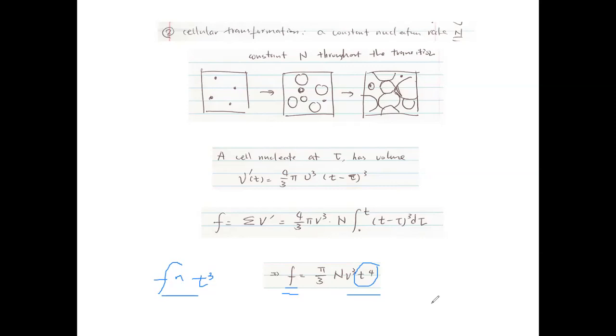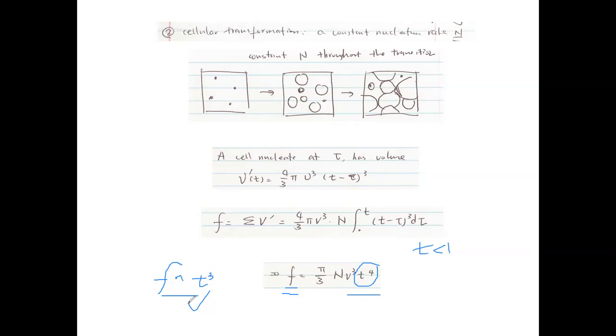Wouldn't this case give you faster transformation because t to the fourth? The key is when t is small. So this means that t is smaller than 1. Oh, then it would be t to the third, right? So basically when t is small, you see that site saturation will give you a faster transformation.